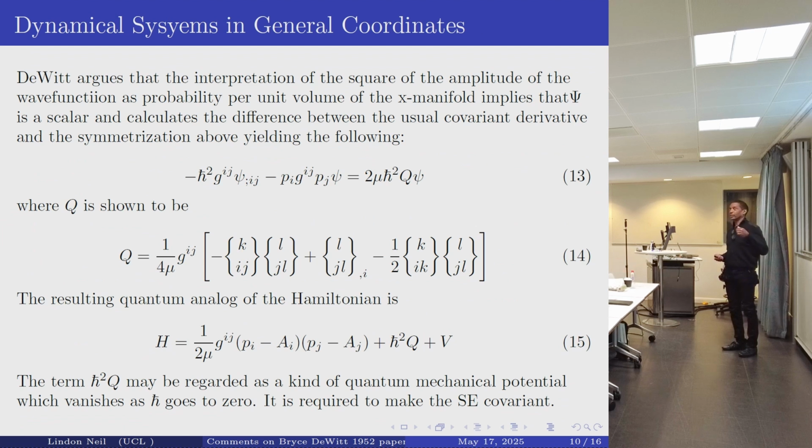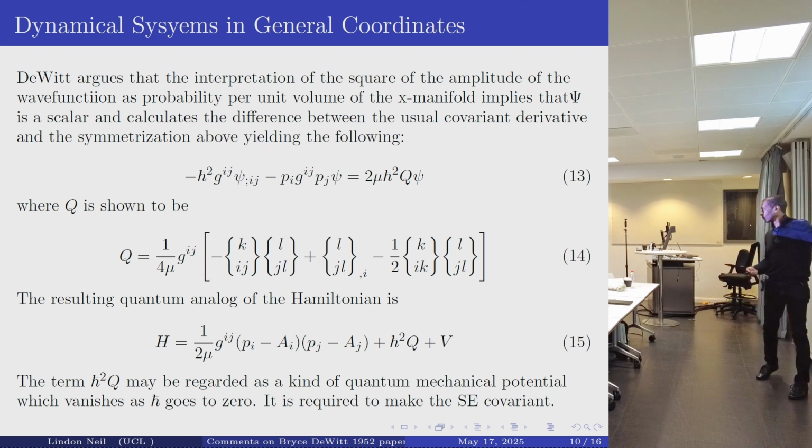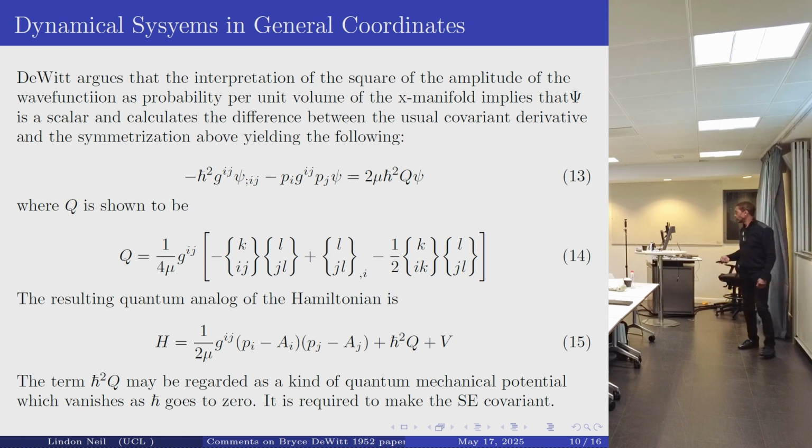No, it's just saying the difference between, if you look at the del squared part of the Schrödinger equation, what the difference is between a normal rectilinear del squared and the curved del squared, the curved quantum form. And that is taking the difference between those two, and then saying that the difference is this quantum potential.